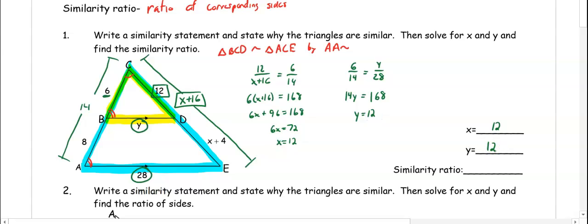To get our similarity ratio, it is the ratio of the corresponding sides. So when we look at our similarity statement, that's going to help us set up the similarity ratio because we want the side from the first triangle over the side from the second triangle. So a side from the first triangle was 6, a side from the second triangle that's corresponding is 14. That reduces to a ratio of 3 over 7.